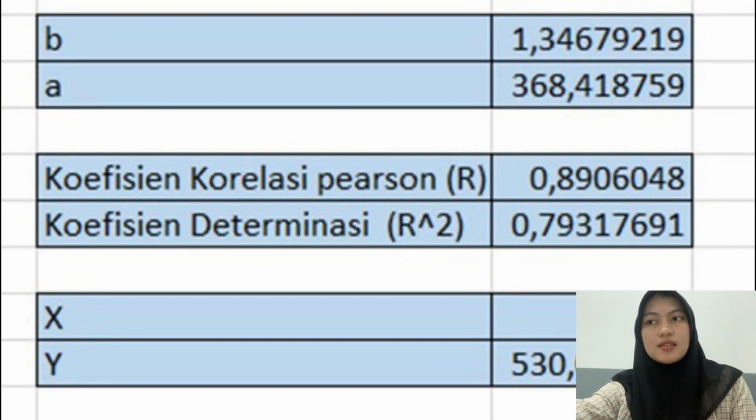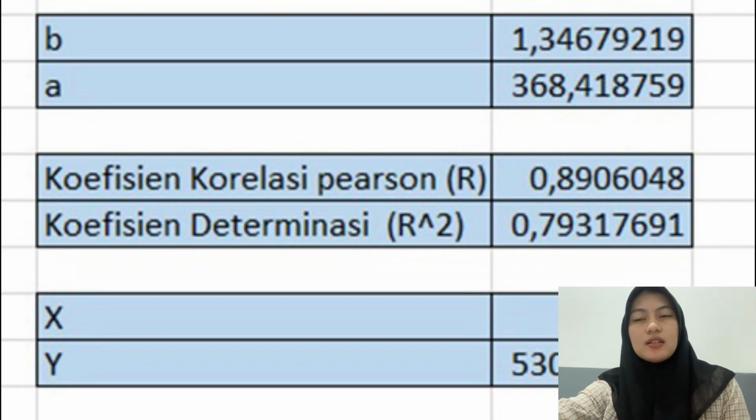For the next table is the correlation and determination table. First parameter is the correlation coefficient or R. The strength and direction of the relationship between x and y is positive and very strong, close to 1. And for the second parameter is the coefficient of determination. The explanation indicates that 79.3% of the variation in sales can be explained by advertising spend.